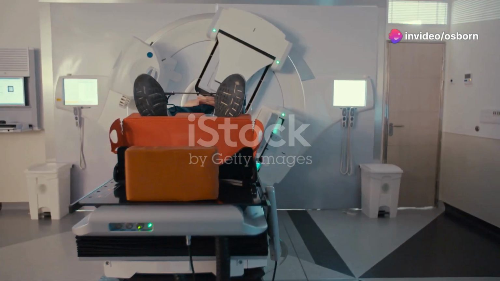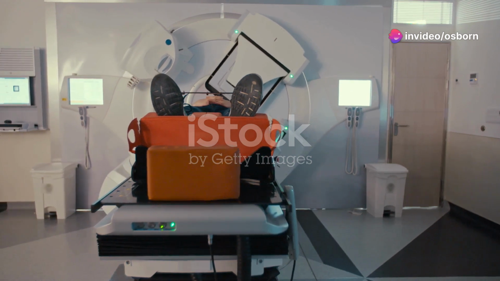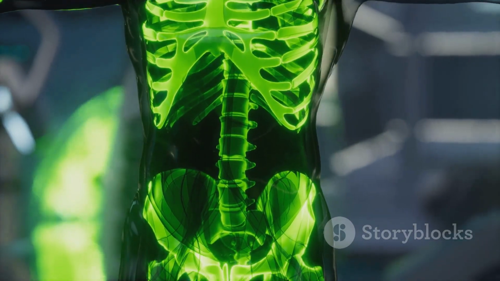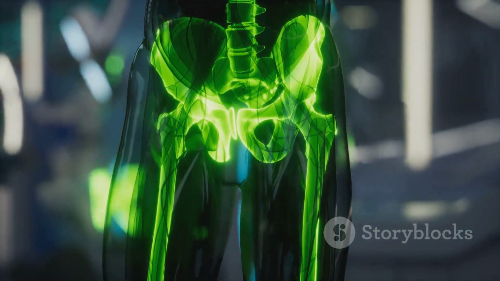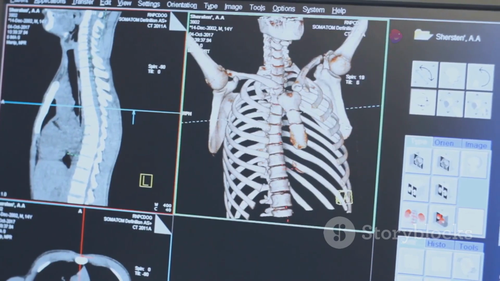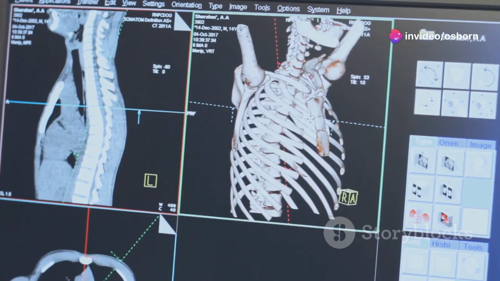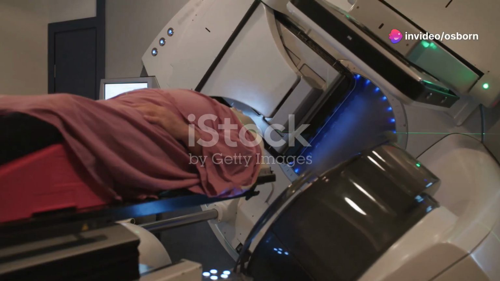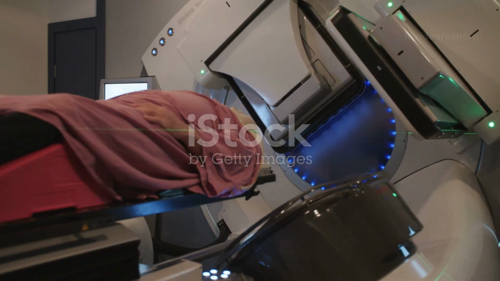Percent depth dose, or PDD, is a fundamental concept in radiation therapy. It describes the amount of radiation dose deposited at various depths within a patient or phantom relative to the dose at a reference depth, typically Dmax. Dmax represents the depth at which the maximum dose is deposited.